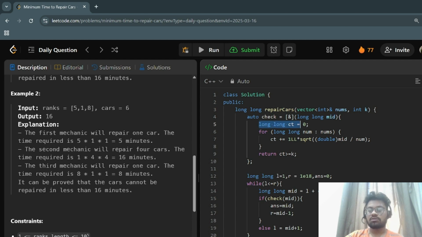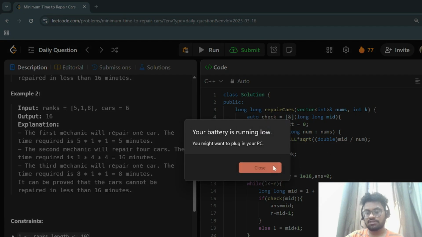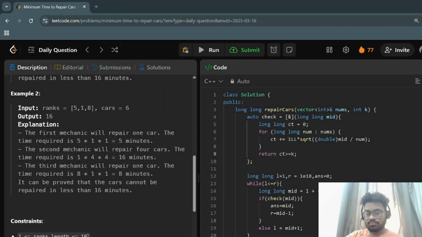Let's just take the count. We'll make a count of how many cars we are able to repair with this specific mid minutes, and we'll compare whether that count is greater than or equal to k. If it is greater than or equal to k, which means we are able to repair the k cars, right? So for each num in nums, we'll just return the count, as I told you. What is this? So I'll just explain it to you.